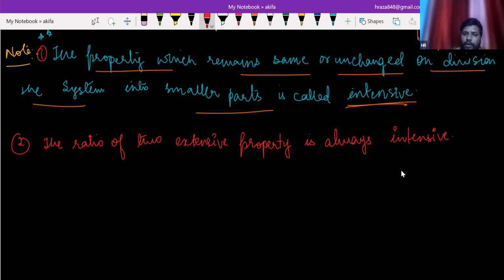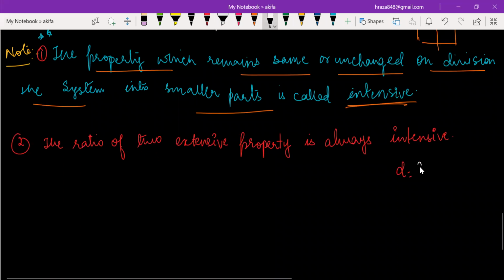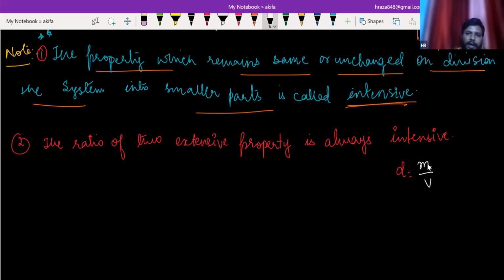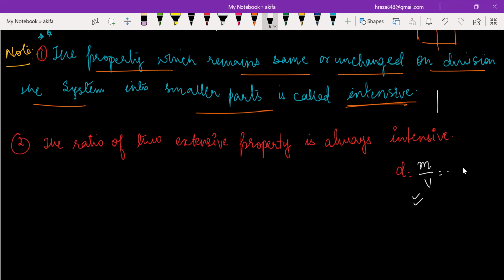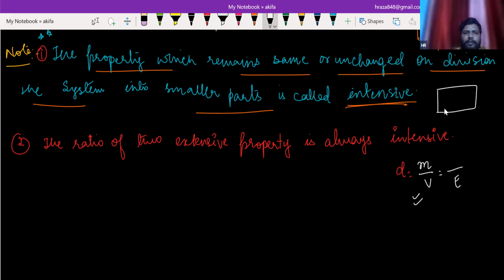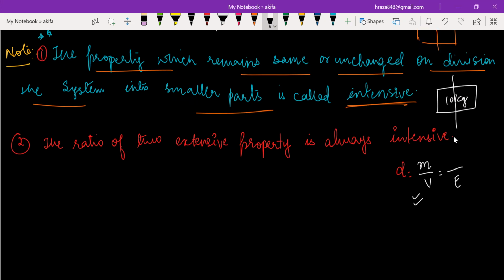Just take an example. Do you know density? What is the formula of density? Mass over volume. And I just proved that volume is extensive. And if you have a container with a mass of 10 kg, and you divide it, will the mass remain the same after division, or will it change? It will be changed. If it is changed, mass is extensive or intensive?